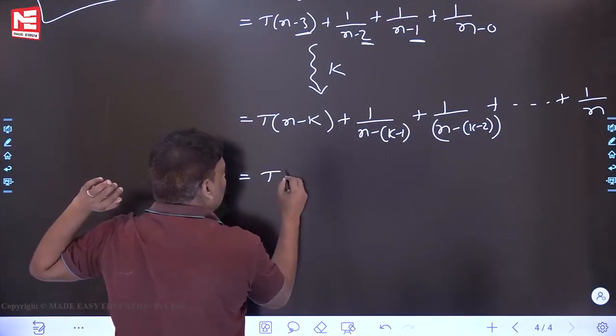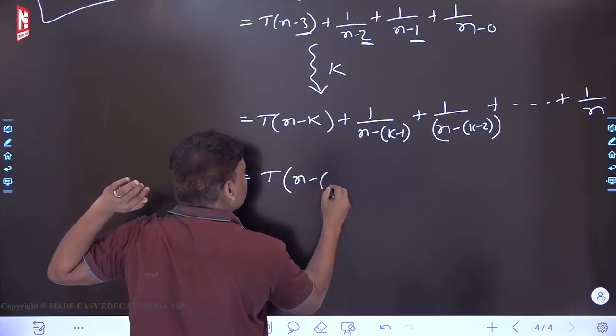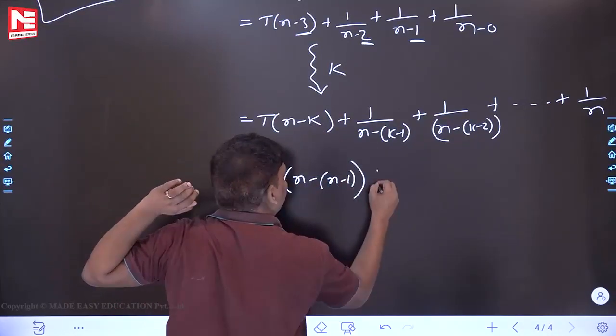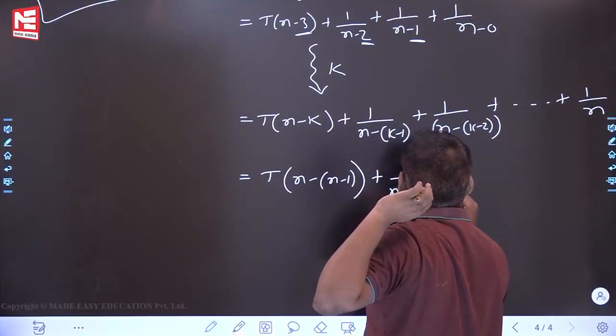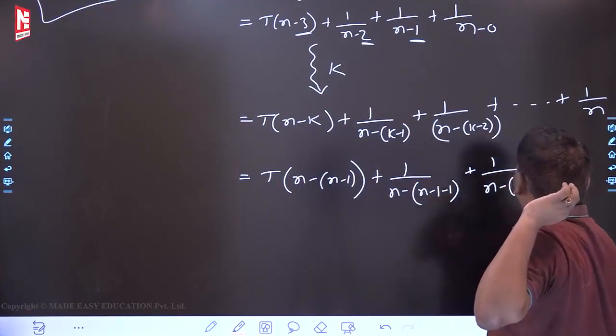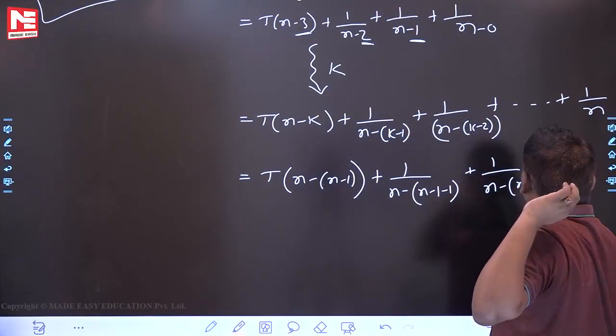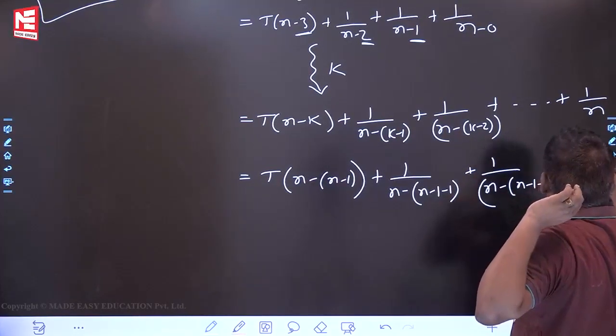This is going to be T of, right? Replace k by n minus 1. This will become n minus of n minus 1. Right? This one becomes 1 by n minus of n minus 1 minus 1, 1 by n minus of n minus 1 minus 2. It will continue until lastly 1 by n.